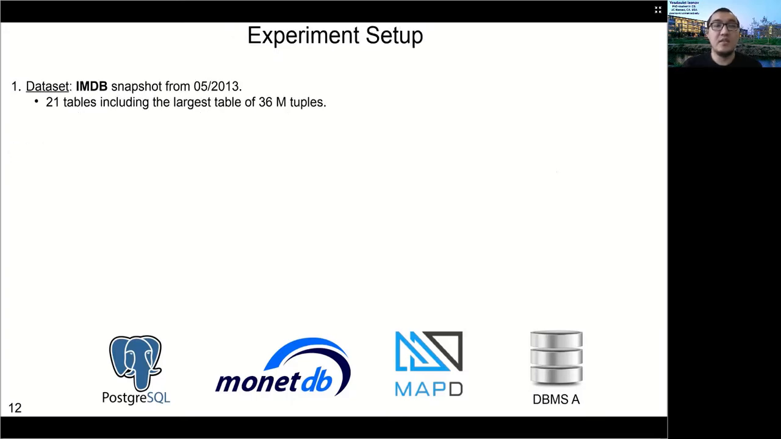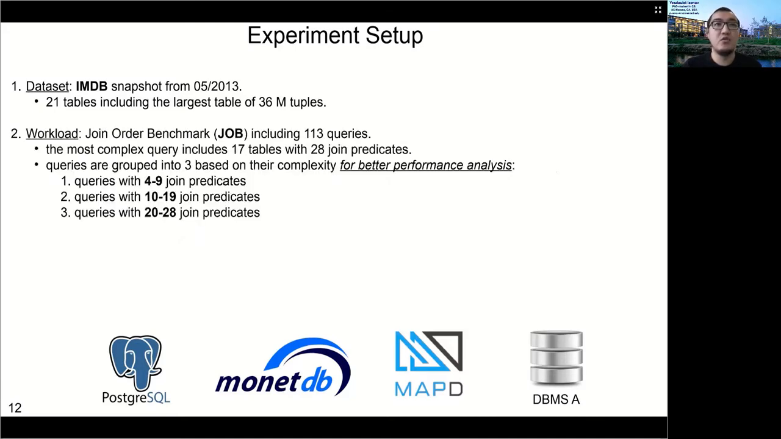Our experimental setup is the following. We used an IMDb dataset that includes 21 tables where the largest table has 36 million tuples. We used the join order benchmark as the workload, containing 113 queries, including a complex query that contains 17 tables with 28 join predicates. We also showed the results according to the query complexities. We grouped the 113 queries into 3 groups according to their complexity, that is, the number of join predicates. Lastly, we prototyped Compass in a GPU-based open source database system called MapD.